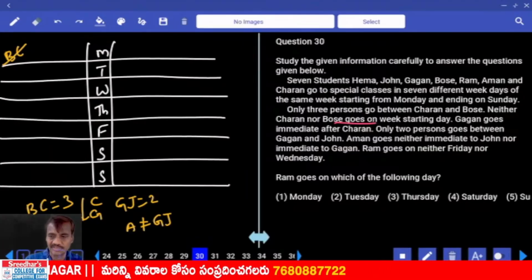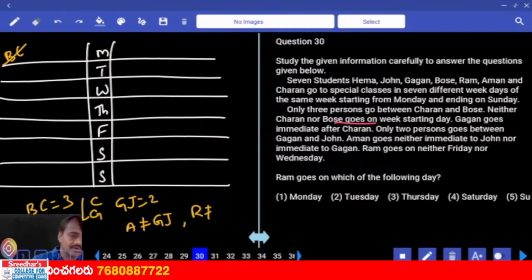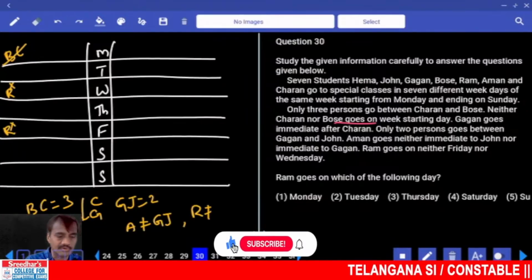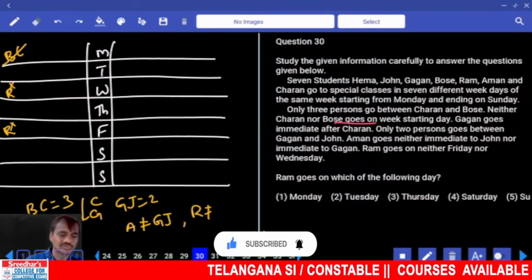And Ram goes neither on Friday nor on Wednesday. Now Ram cannot be on Wednesday nor on Friday. Clear? This is the information given. Is there anything else given here? No, fine. Now let us start from here. Tell me from where we can start.